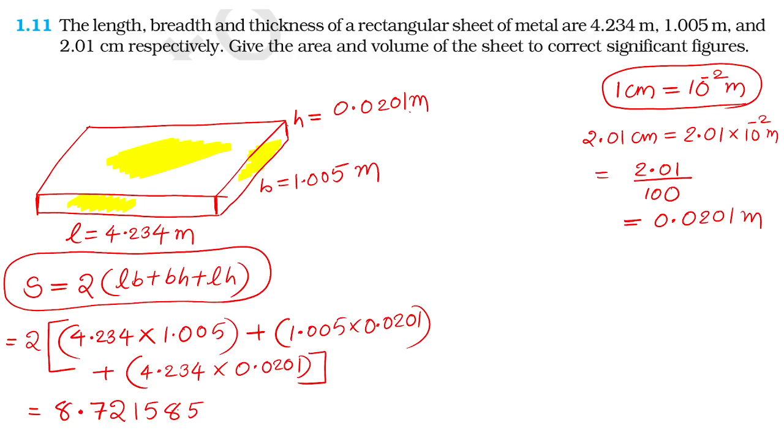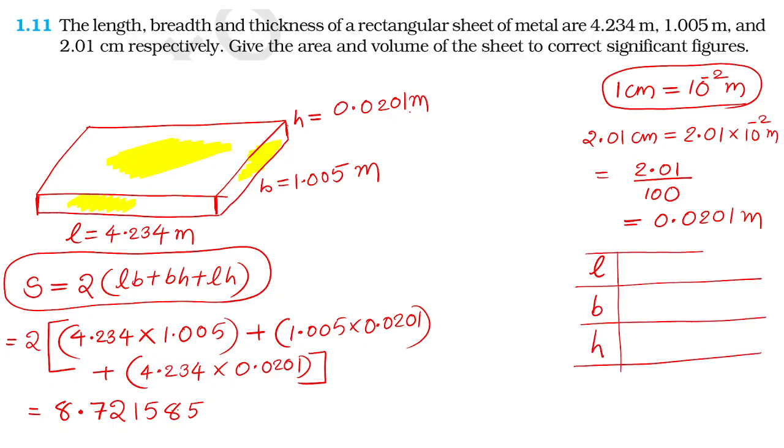L, B, H. I will write the note, don't worry. Please tell me the number of significant figures of each quantity. L has how many significant figures? L is 4.234. All the digits are significant. L has 4 significant digits.